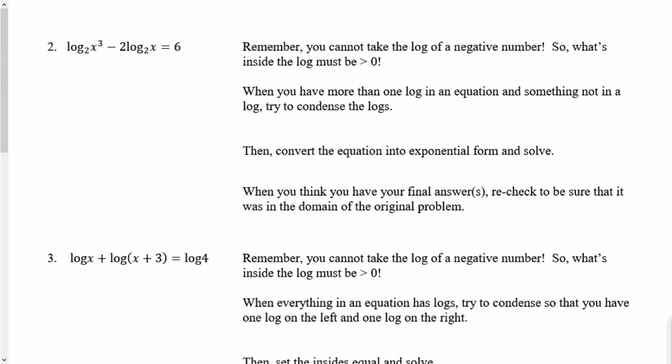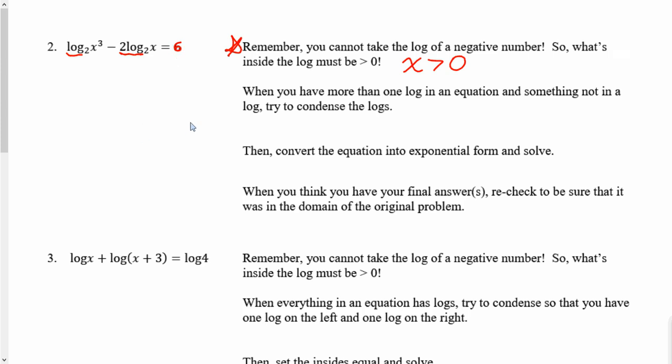Switching over onto the back, when I look at this problem, my inside is x cubed, and this inside is just x. So the first thing I want to think about is my domain for my original problem, and x is just going to have to be greater than 0, so I'm not taking the log of a negative number. When I look at this, I want to decide, is everything in a log or just some things? I've got a log, and then not a log.